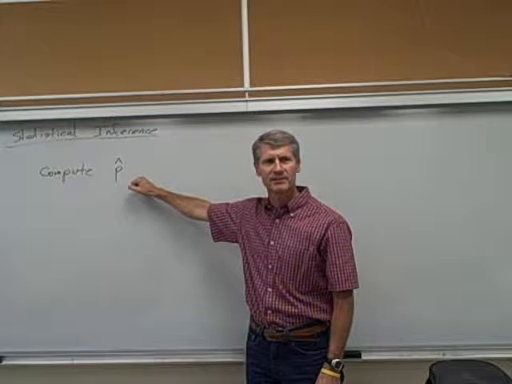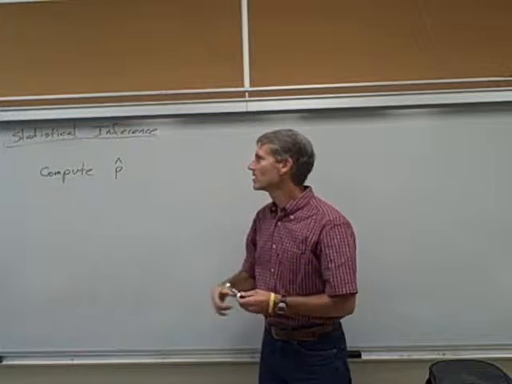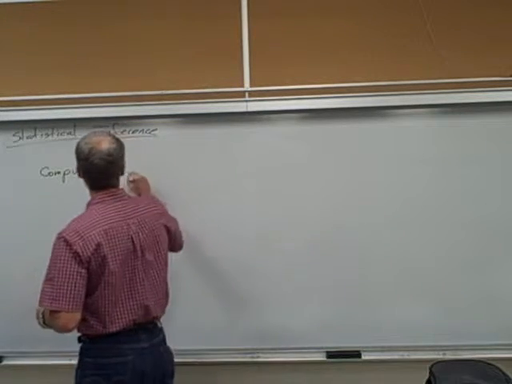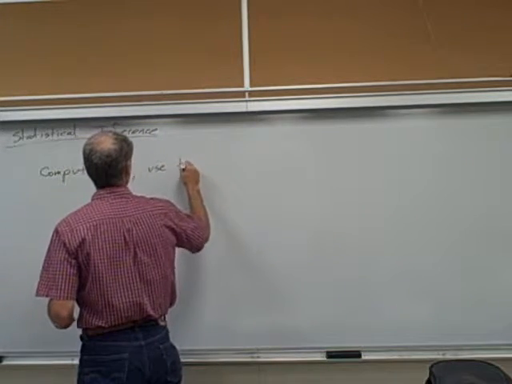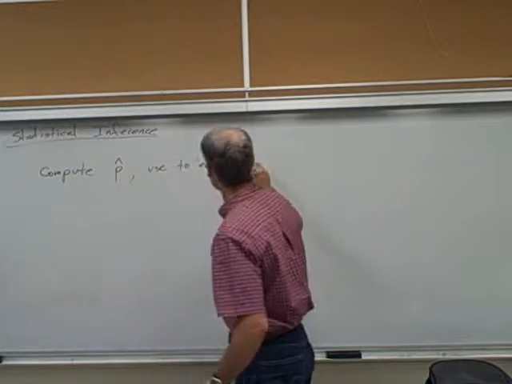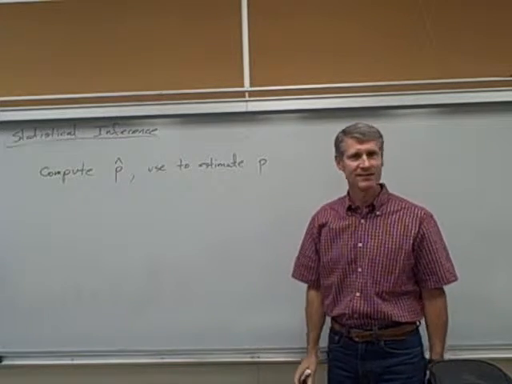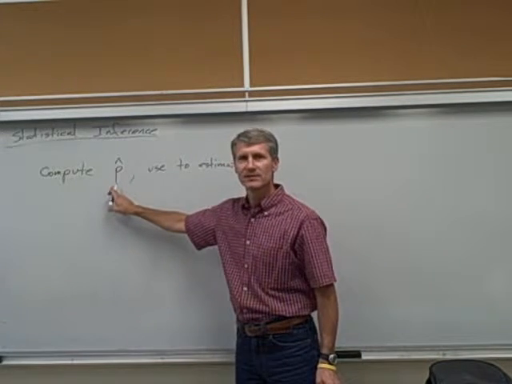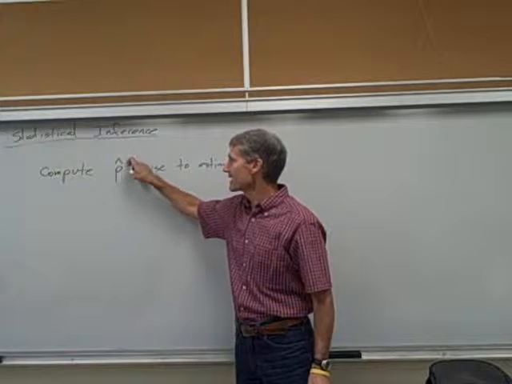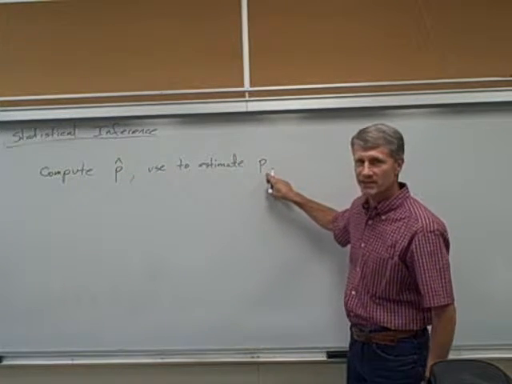What do I mean by right? What are you trying to estimate? The population proportion, which we denote as what? P. P with no hat on it, right? The hat means estimate of. So P hat is estimate of P, right? So we use that to estimate P.